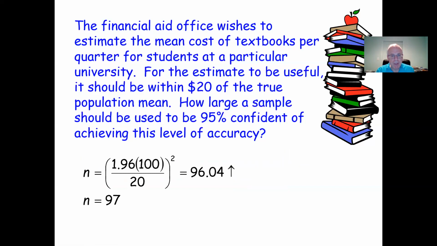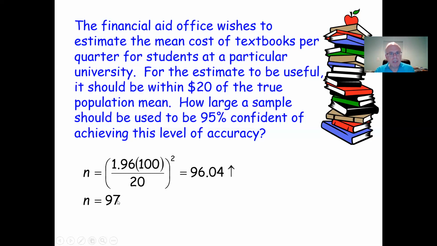Well, let's use our formula. It's a 95% confidence interval that we want, so we're going to use 1.96 for the critical value. Our estimate of sigma is 100, and our desired margin of error is 20. When we multiply 1.96 times 100, divide by 20, and square it, we get 96.04. Since we have a decimal here, we round up to the next whole number, and we get 97.